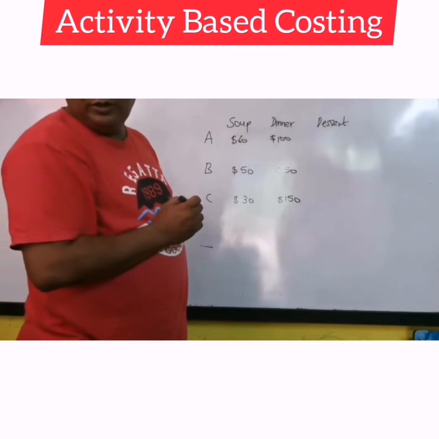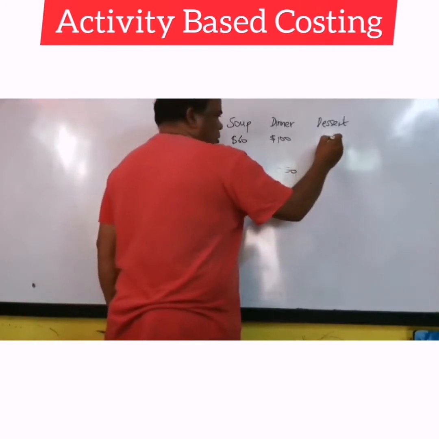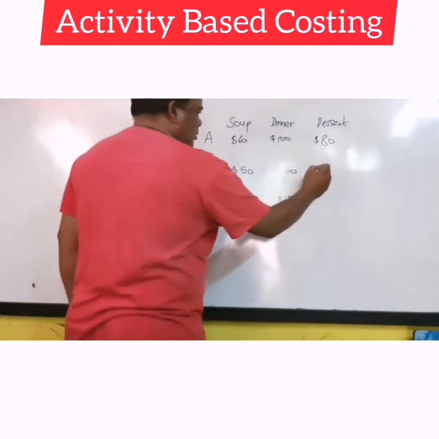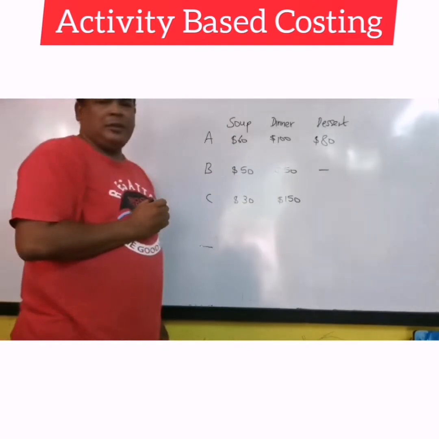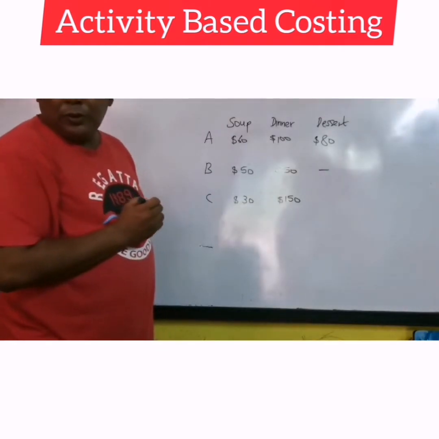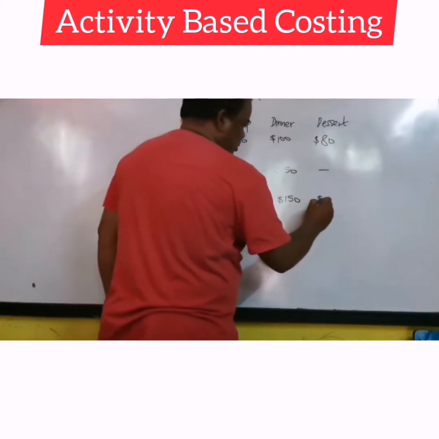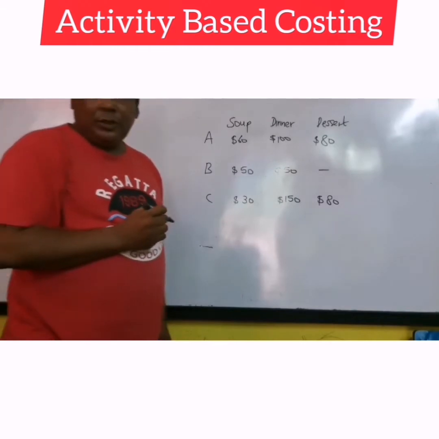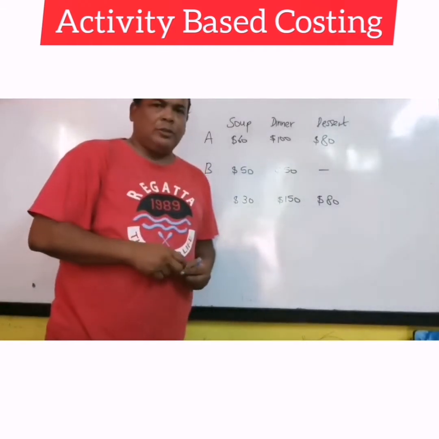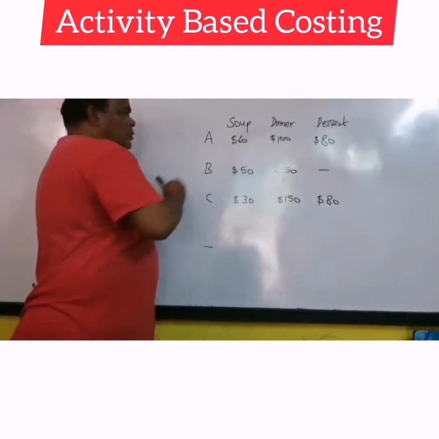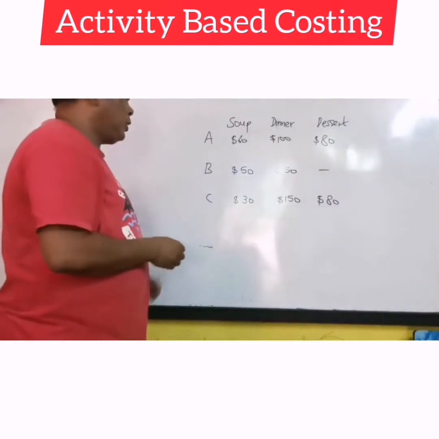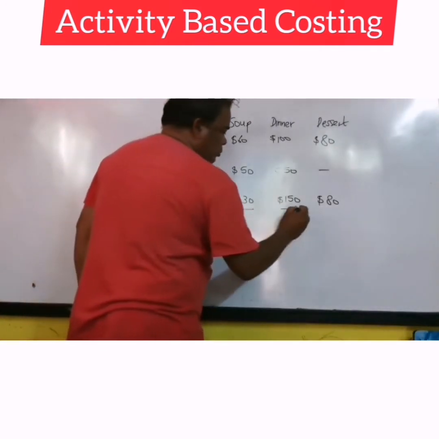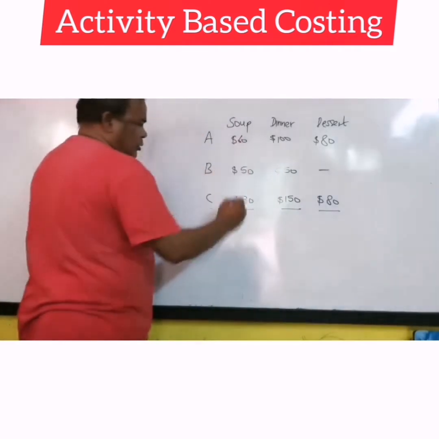Dessert, A ordered an ice cream costing $80. B has a throat infection. He does not order any dessert, any ice cream. And C ordered ice cream costing $80. So after the examination, they decided to go to a restaurant, and these are the soup, dinner, dessert that they ordered at the restaurant. So now the waiter will bring the bill, so they have to pay.